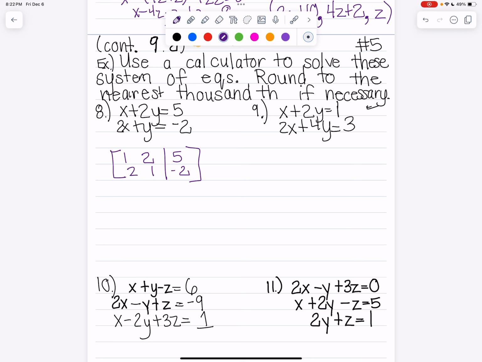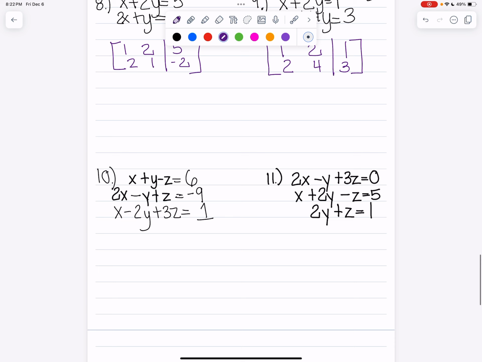I'm going to change number 9. Let me do this: 1, 2, and then this is 1. Then I have 2, 4, and 3. Be careful with these signs. If you mess up on the sign, you will get an error message or get your answer wrong, so please be careful. Let me write the matrix here for this particular problem: 1, 1, -1, and then 6. And then I have 2, -1, 1, -9. And then I have 1, -2, 3, 1.